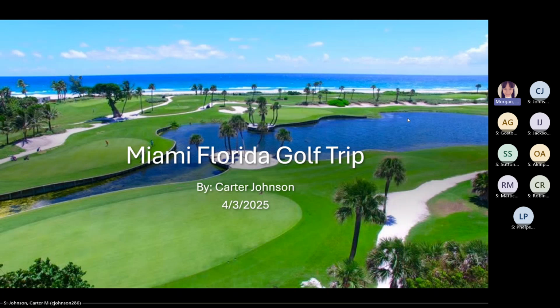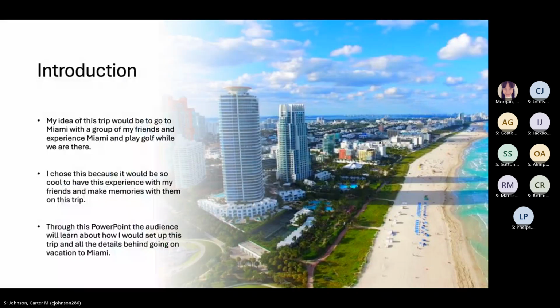All right, so let's get started. Carter Johnson with Miami, Florida golf trip. Okay. I chose Miami, Florida, a place I like to visit and go on a golf trip. Here, I thought it would be a good idea to go to Miami and just experience the city and have fun and make memories with my buddies on the trip while we golf.